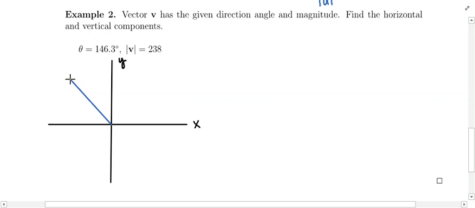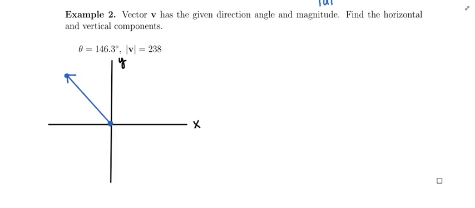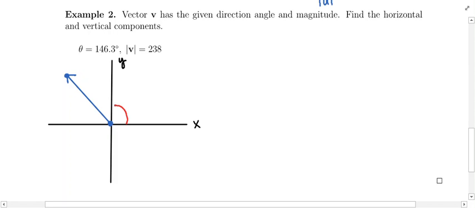Just eyeballing it, say it's maybe about right here. So here's the vector, here's the initial point, which is the origin. This is the terminal point. We don't have a scale on here. What I can label on here is that this is the direction angle. If I rotate from the positive x-axis to the vector itself, this is 146.3 degrees. This is the theta value. I don't know the scale, but I know the length of this vector is 238, so I can just write it on there.